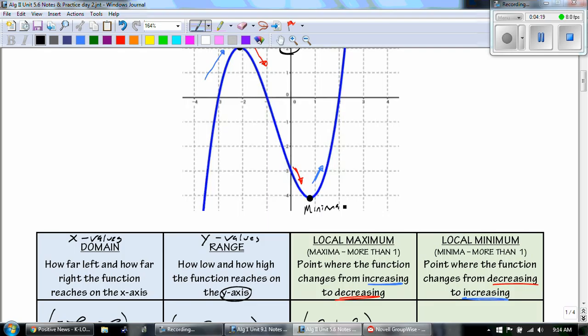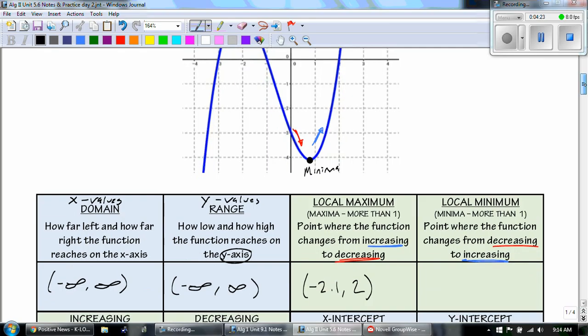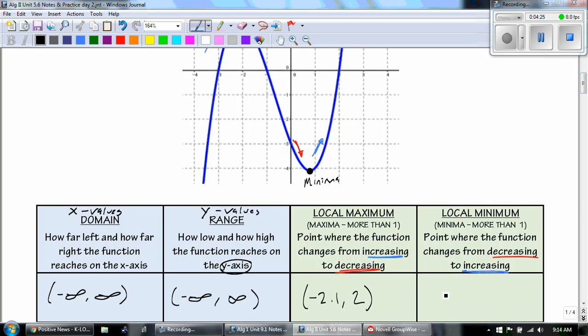Okay, and once again, you're going to have to guess just a little bit about where it's at because it's not at 1, it's a little before 1. So I'm going to call that 0.8. And you can tell it's not at negative 4, it's below negative 4. So I'm calling that negative 4.1.